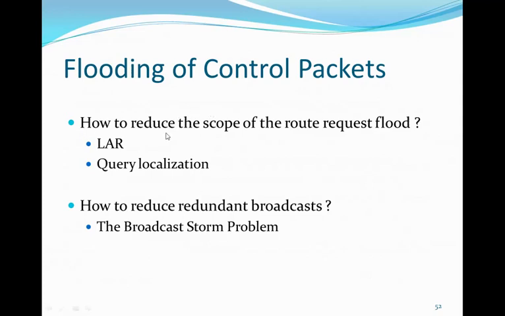So how do we reduce the scope of the route request flood? We have location aided routing, that is LAR, and then query localization as well. And another important thing is how to reduce redundant broadcast. The broadcast storm problem will also be addressed.